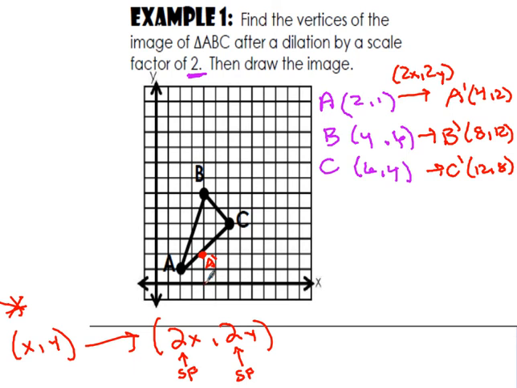So this was at 4. So I can go 1, 2, 3, 4. So there's 8. 1, 2, 3, 4, 5, 6, 7, 8, 9, 10, 11, 12. There's my new B. Oop, had a little skip there. There's the new B. And then finally at 12, 8.